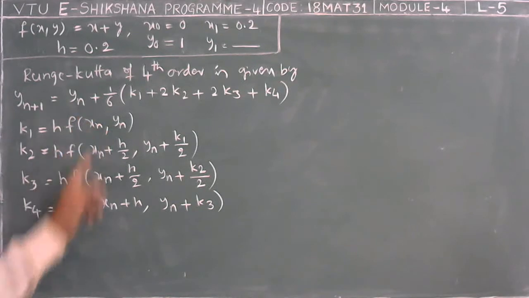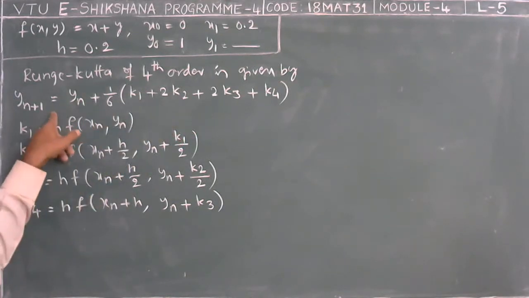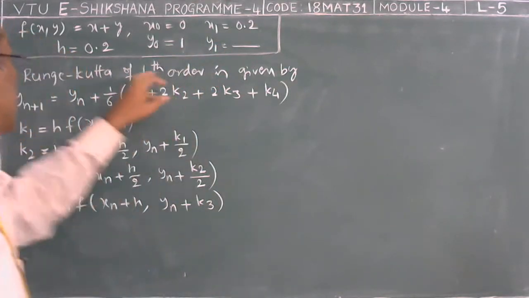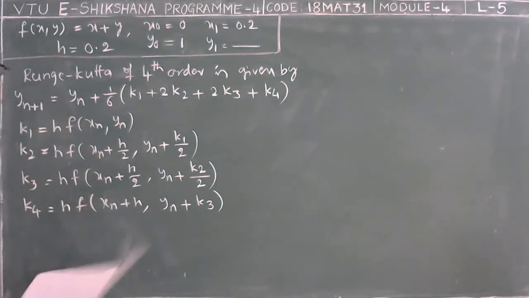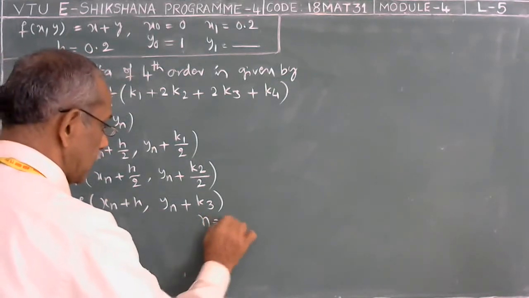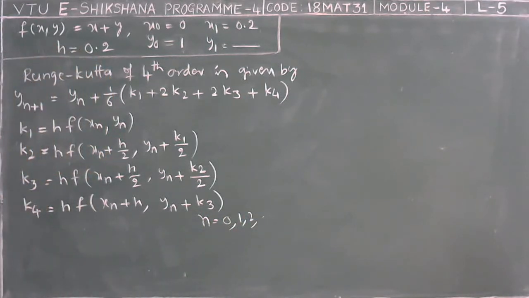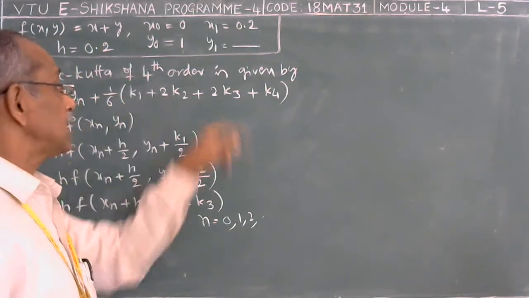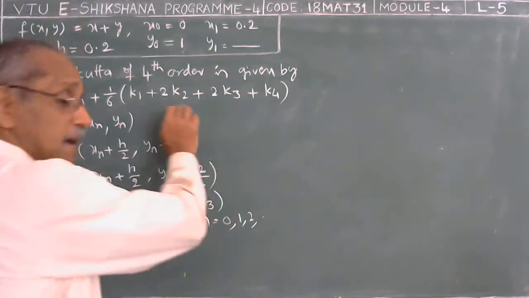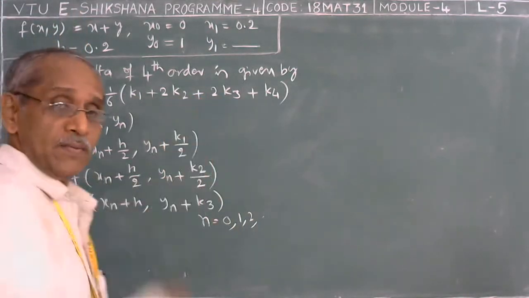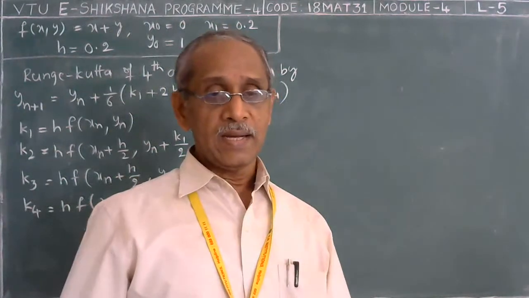So we shall find these k's and substitute here and find the value of y1. So how do we get y1? By fixing n equal to 0. This is true for n equal to 0, 1, 2, 3, etc. By fixing n equal to 0 in these equations, I can get k1, k2, k3, k4 with the defined function f of x comma y, and substitute in the equation y n plus 1, and in this equation we get the value of y at x equal to x1.